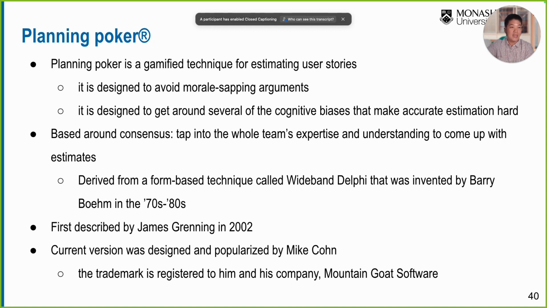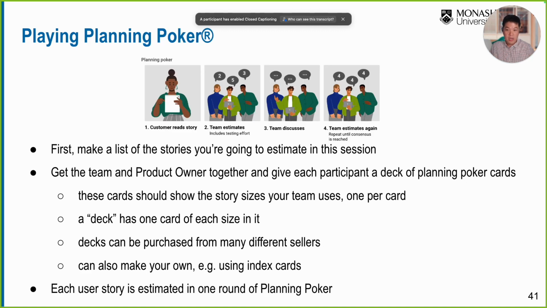Okay, one person said 5, another person said 6, another person said 7. Then we cannot reach the consensus together at all. Then planning poker is one of the techniques to help us to estimate the story point. And what does it mean?